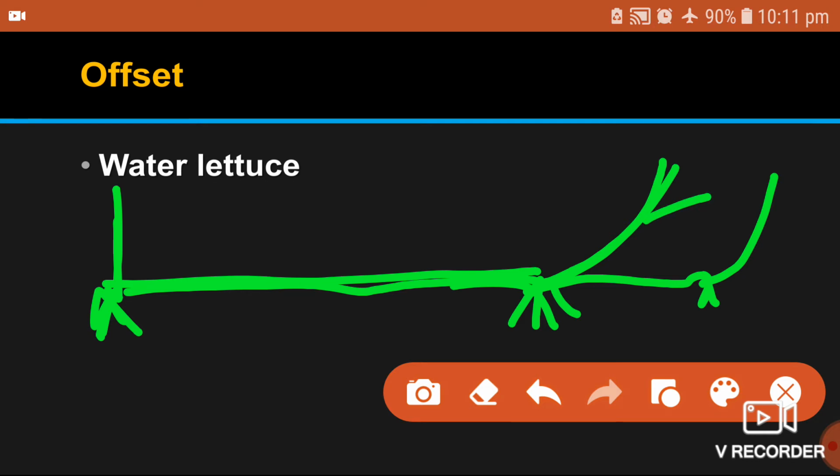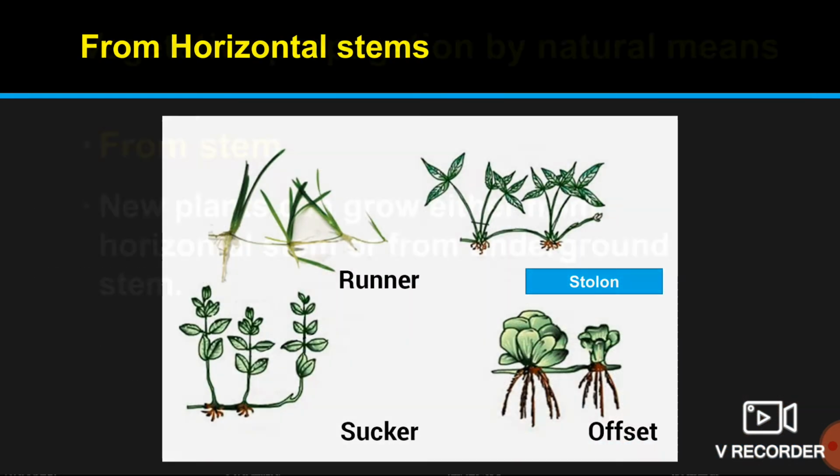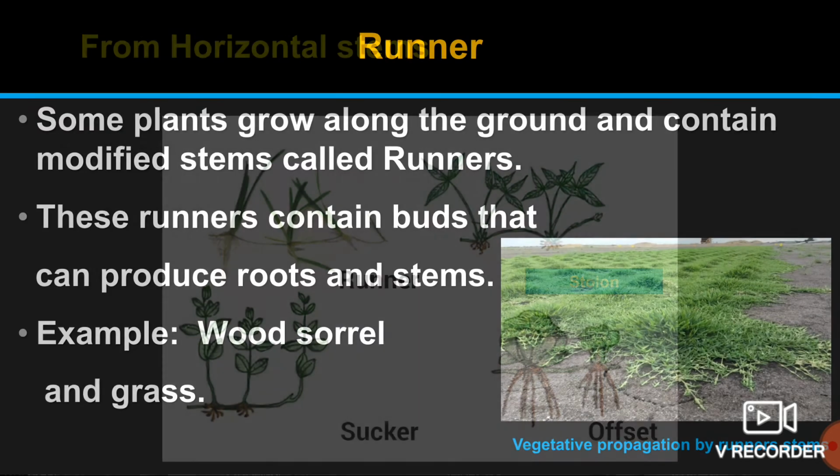Runners follow the horizontal direction. Here you can see runners growing continuously along the ground and only leaves are coming up. Stolons have this connection. Here in the sucker you can see it grows along the earth and then goes up. And this offset is different.